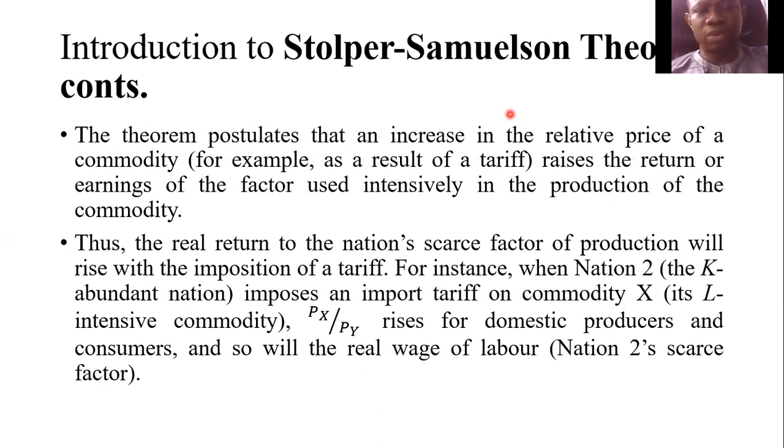Now, the theorem postulates an increase in the relative price. We can now look at the situation where an economy imposes a tax on a commodity. By the HO theory, a country is expected to produce more and specialize more where it has an endowed factor.